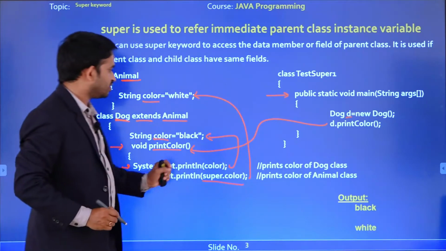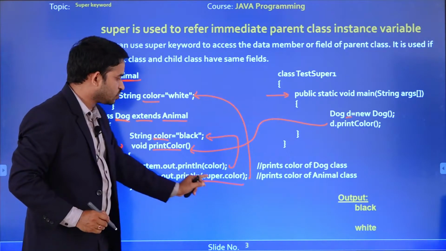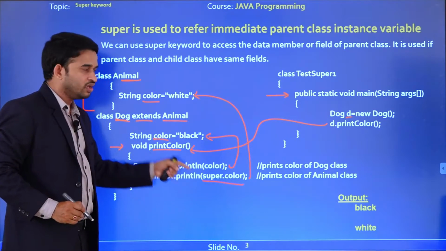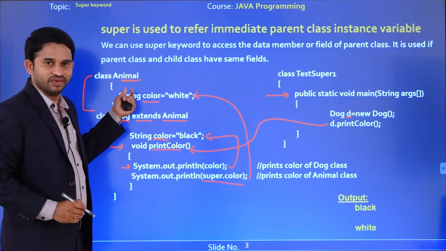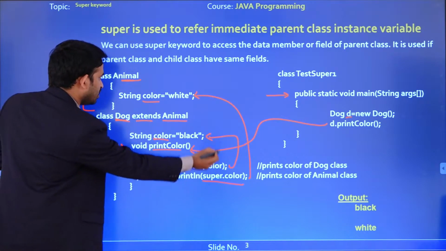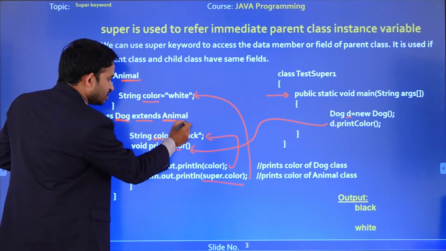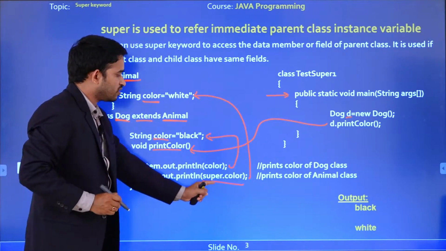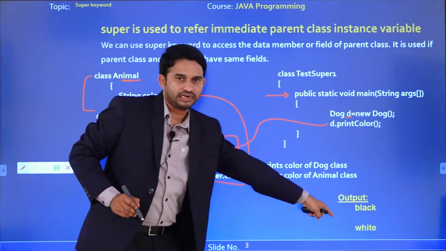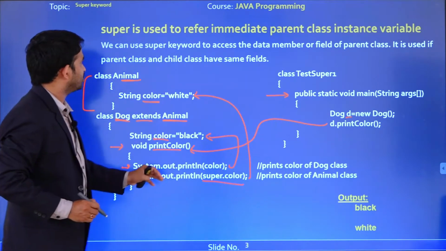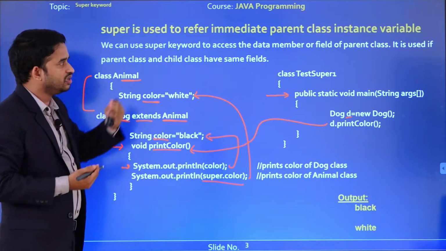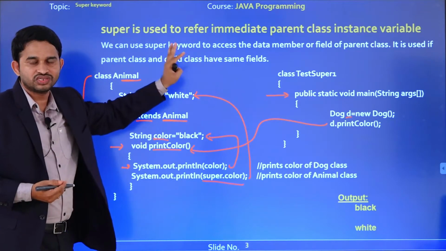Okay. What is the next one? System.out.println(super.color). So what is the purpose of this super keyword? It is used to refer to the immediate parent class variable. So what is the immediate parent class variable here? The immediate parent class is what? Animal. What is the variable inside this? Color. So what is the color here? super.color means white. So white is printed. So this is the simple example of how to use the super keyword to refer to the immediate parent class variable.